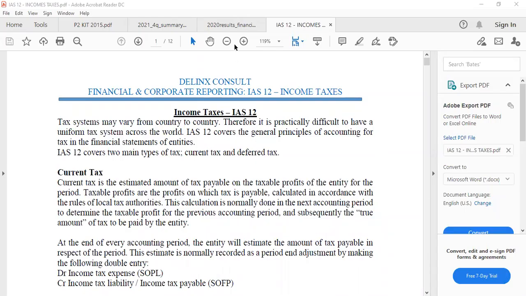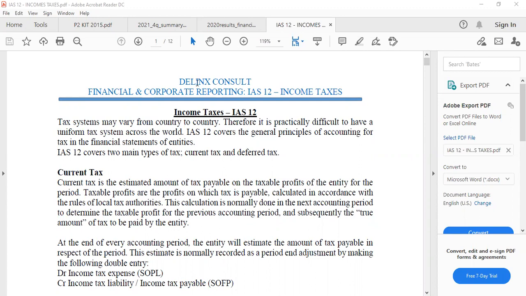So if you talk about current tax, what we are talking about is that current tax is the estimated amount of tax payable on the taxable profit of the entity for the period. If you are making a profit of 10,000, what is the tax that we have to pay on it? That is the current tax.